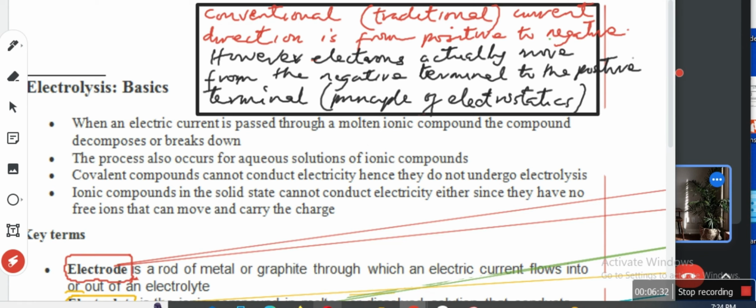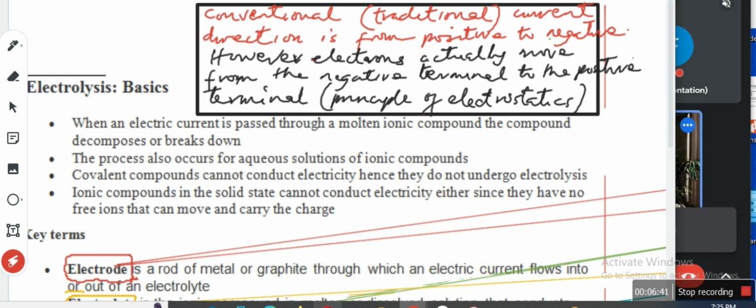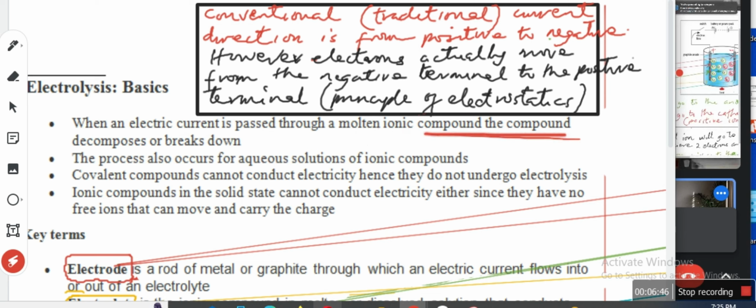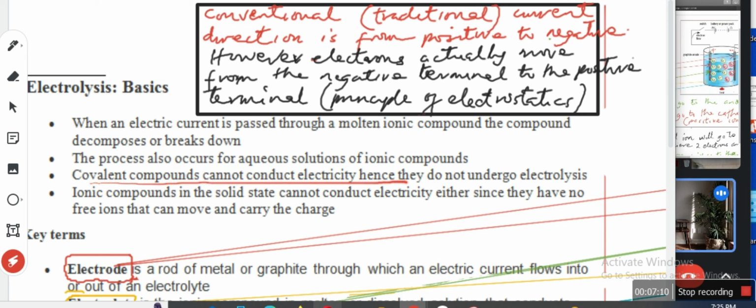Electrolysis is what happens when an electric current passes through a molten ionic compound, that is, an ionic compound in molten state, melted, or an ionic compound in aqueous solution. The electric current will cause it to break down or decompose. It doesn't happen in covalent compounds because covalent compounds cannot conduct electricity, so they cannot undergo electrolysis.